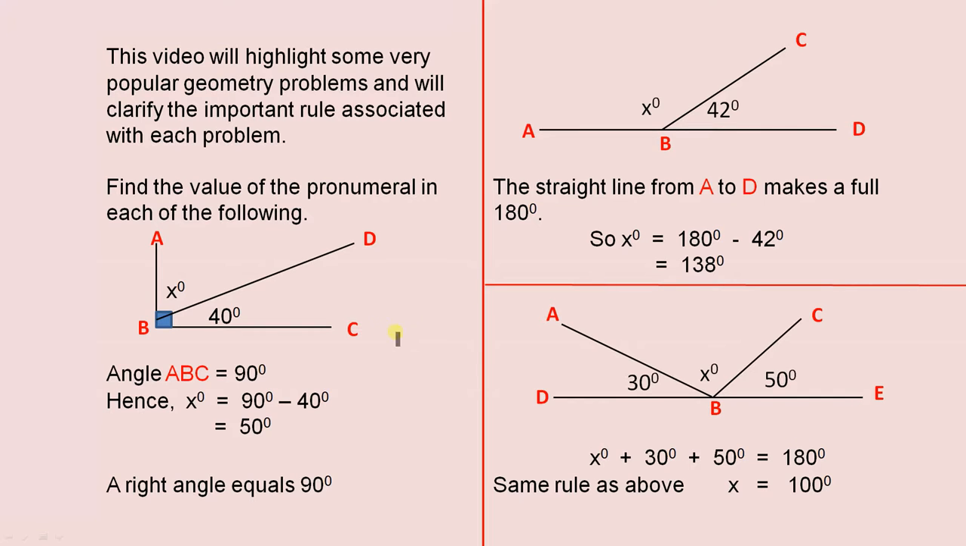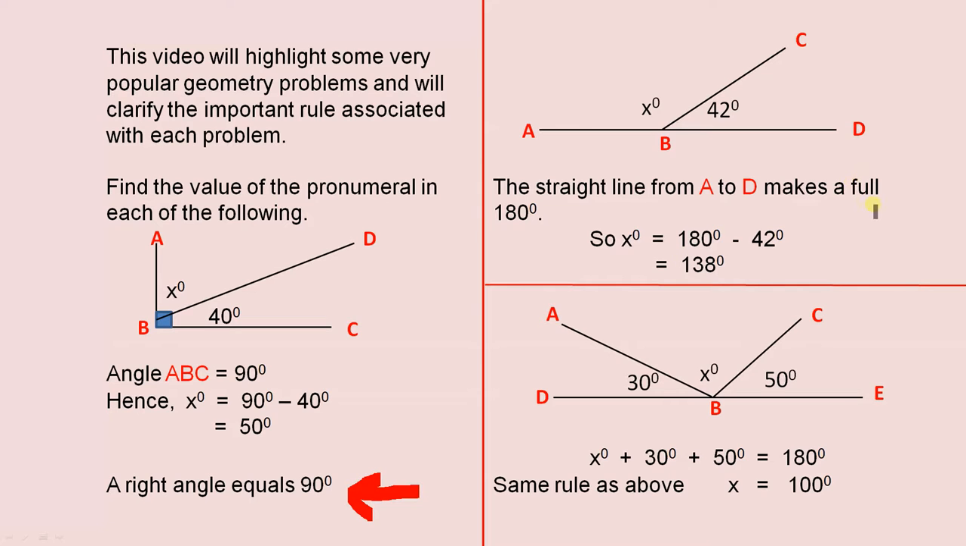Now our first problem, we see here we have a 90 degrees, ABC is 90. In other words, x plus the 40 must equal 90. So x is 90 minus 40, so x is 50. So that's one of the easiest problems you can get. And remember that a right angle equals 90 degrees.